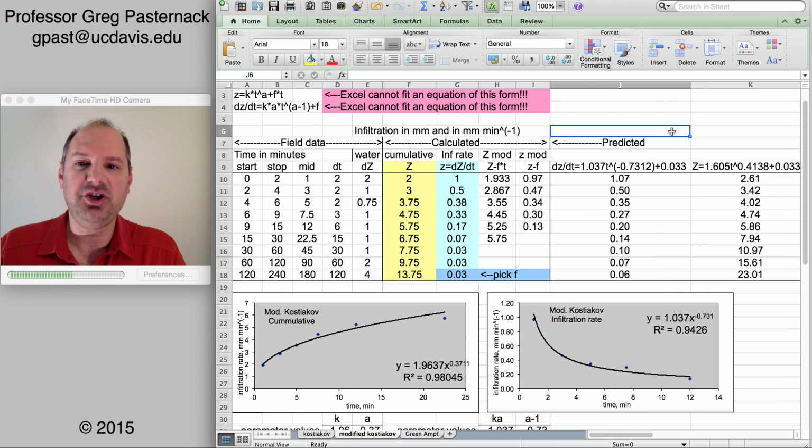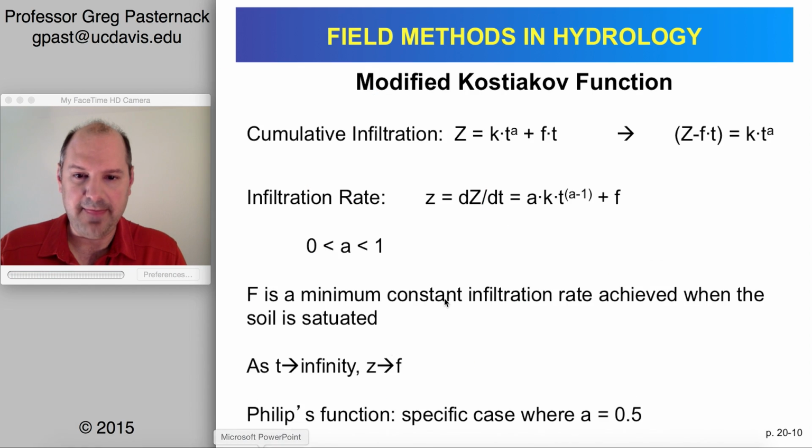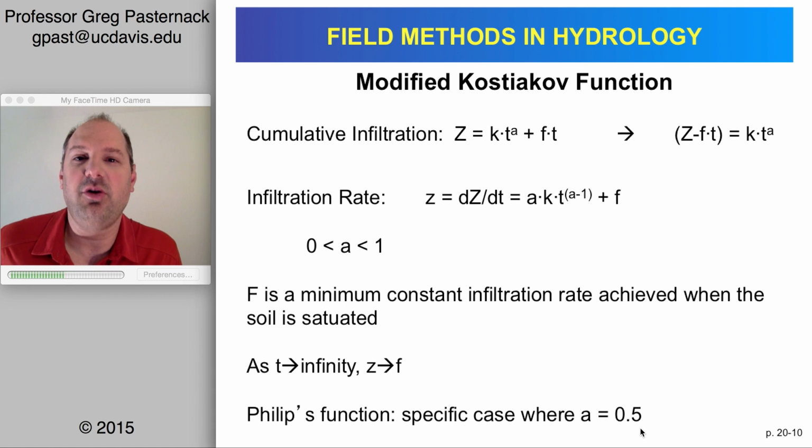Okay, so this shows you for the two empirical functions how you would go about conducting an experiment using a single or double ring infiltrometer, holding at a constant head, getting the data, and then fitting the data to either Kostiakov or modified Kostiakov functions. Just note that there is a function called Phillips function, the special case where a equals 0.5. So of course with empirical equations, different people came up with different ways of doing it, and so it can be named after them.